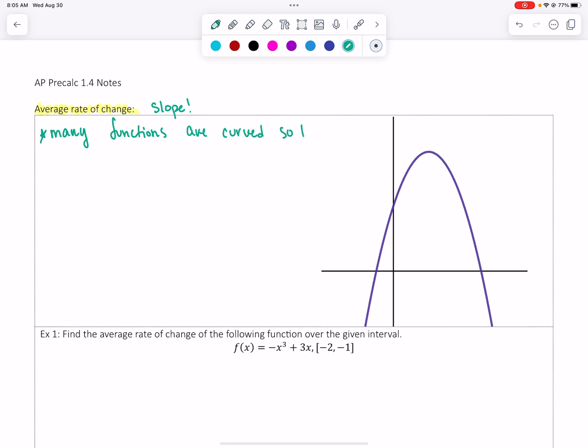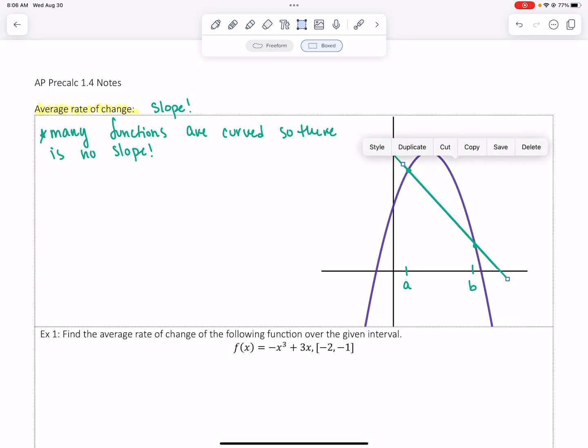Curved. That's okay. Totally fine to have no constant slope on there. But what we can do is pick an interval. So for us, we would say from A to B, and we would calculate the slope through the line that goes through these points. And this line right here that goes through the points is called a secant line.